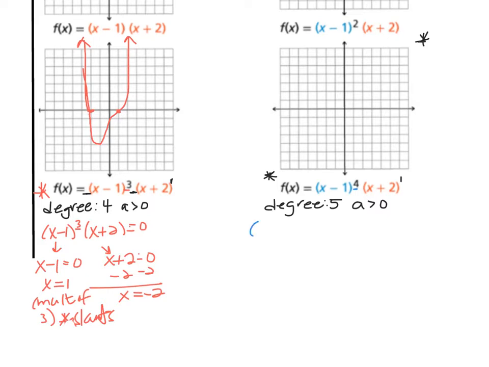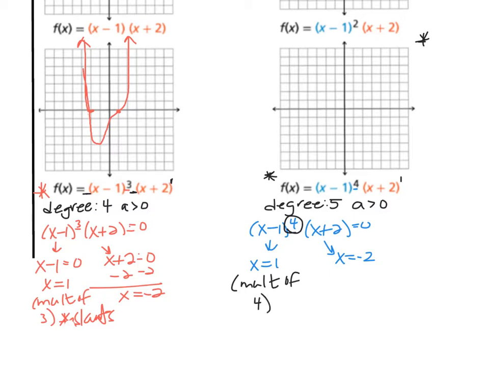If we set a parenthesis equal to 0, again, no surprises for where our zeros are. We have x equals 1 and x equals negative 2. But this 1 over here on the left has that multiplicity of 4. And that means it kind of flattens out at that 0 and is a turning point. The negative 2 is just a multiplicity of 1, so it's just going to go right through it.